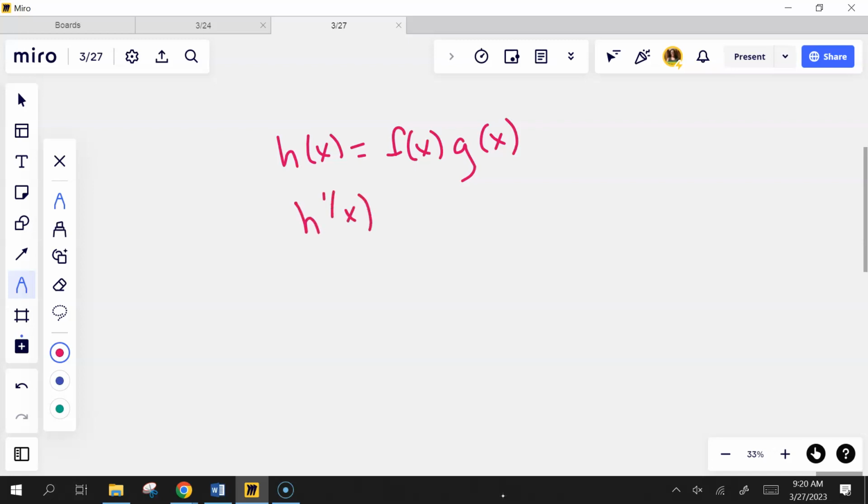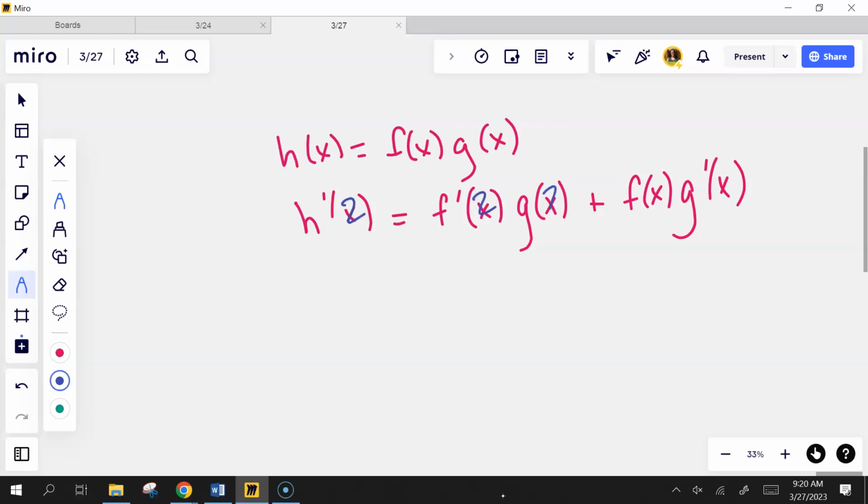So the derivative here would be the derivative of the first times the second, plus the first times the derivative of the second. And it asked me to find it at 2. Since these are just lines, my derivative is just going to be my slope. So the slope of line f looks like it is up 1 over 2, 1/2. The slope of g looks like it is down 2 over 2, -1.